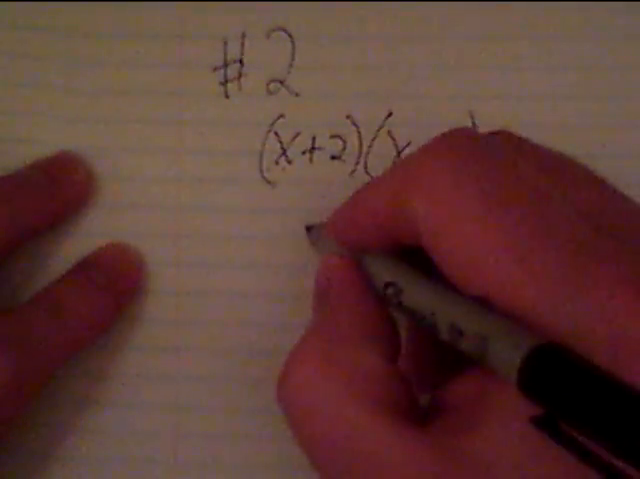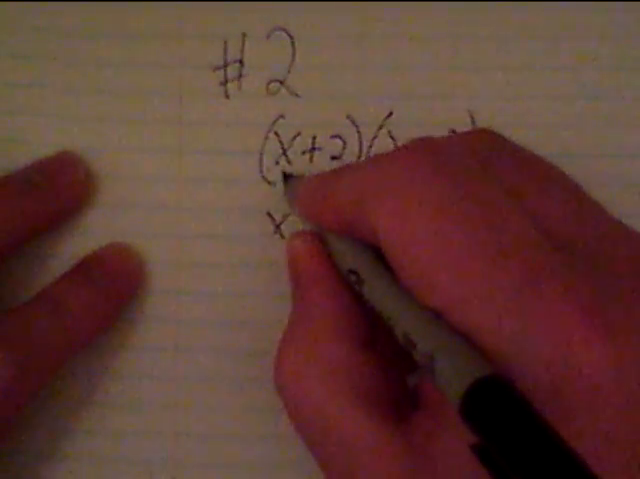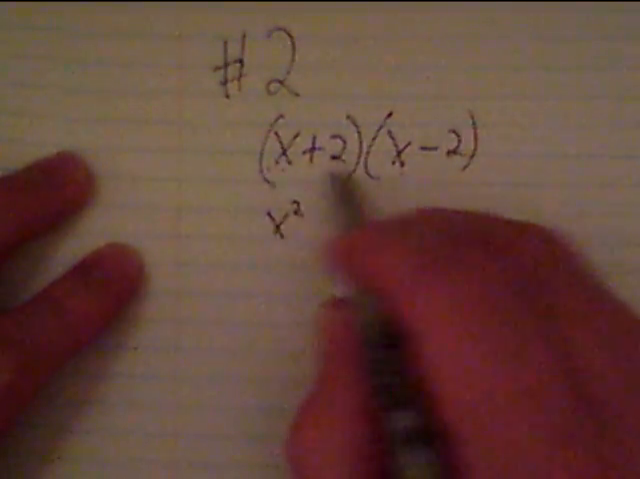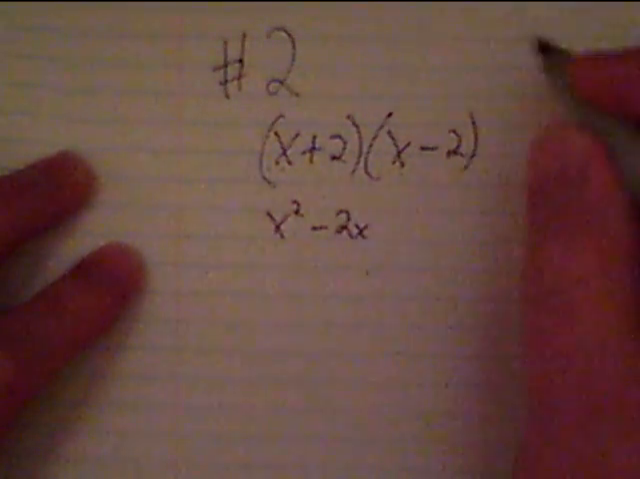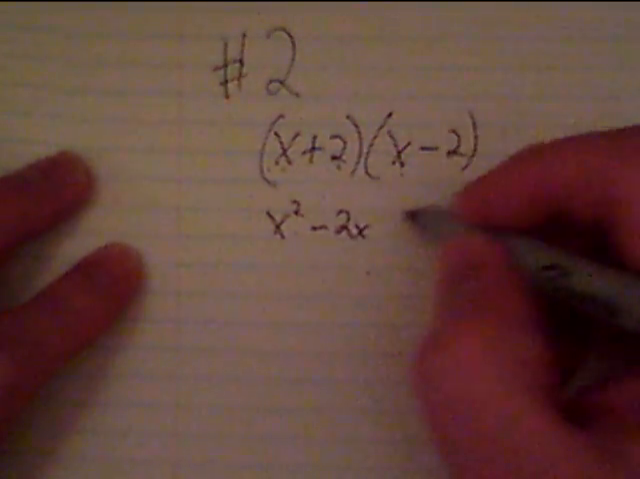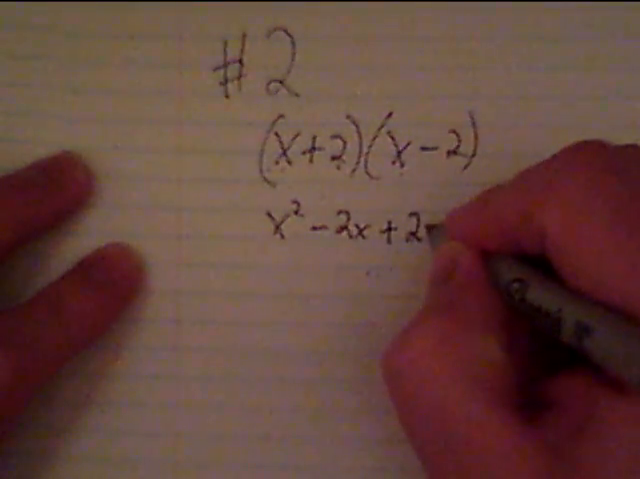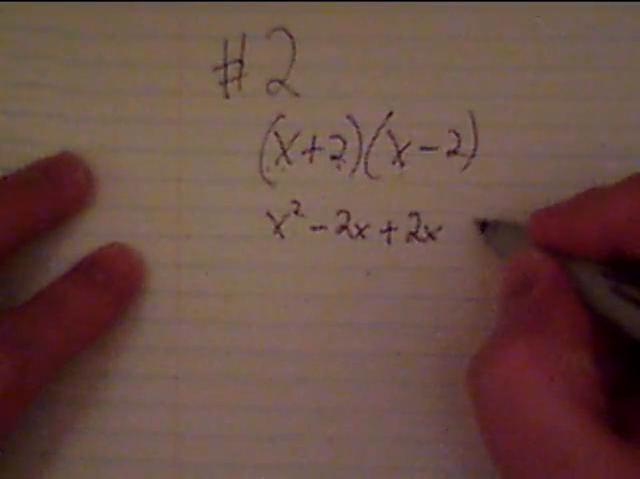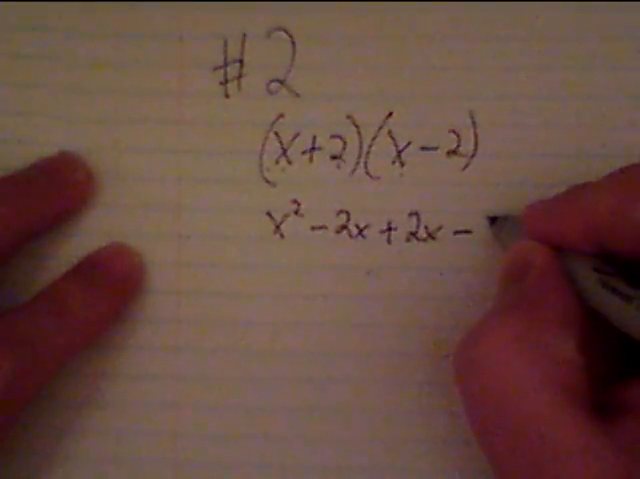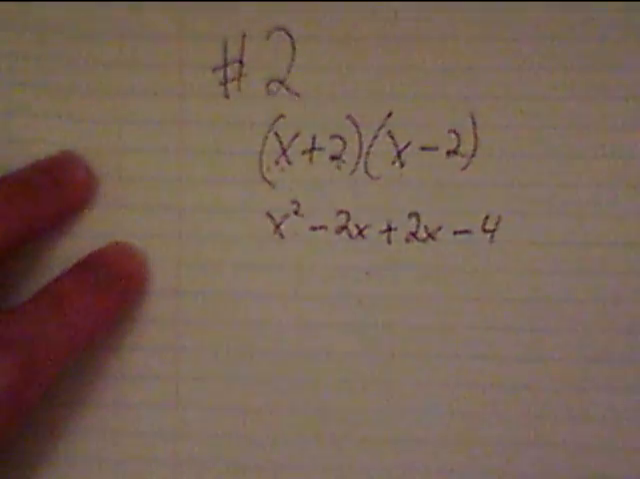First terms are x's, we get x squared, x times x. Outer is going to be a minus 2x. Inner is going to be a plus 2x. And last is going to be a positive 2 times a negative 2, which is going to be a negative 4.